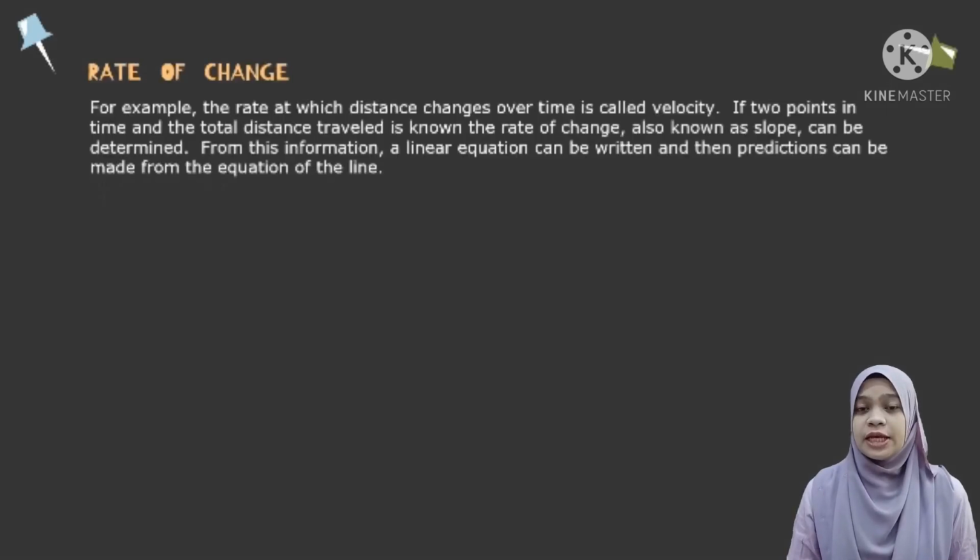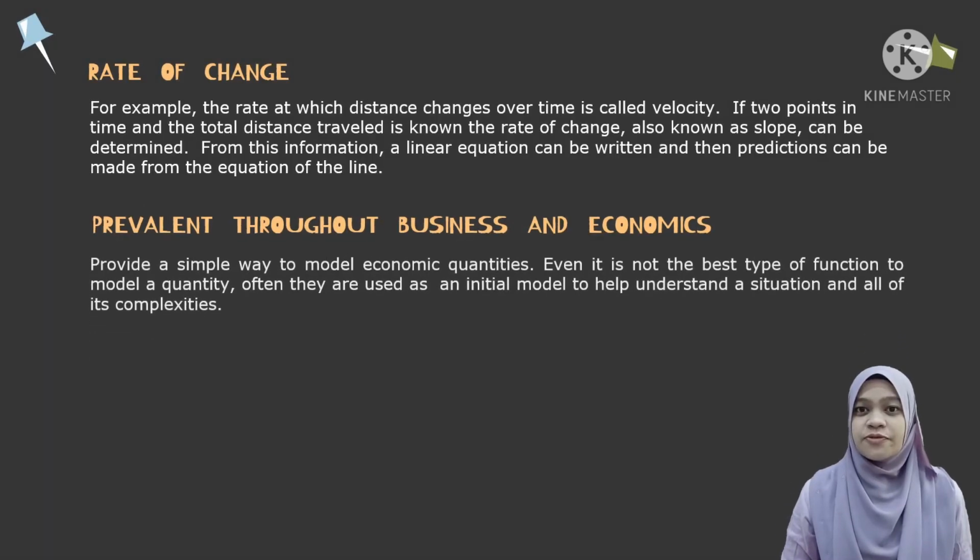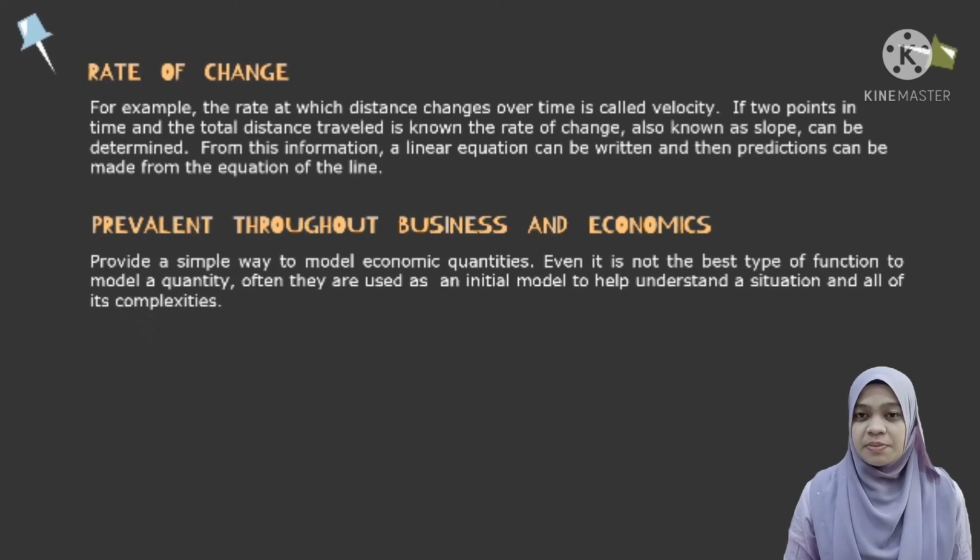Firstly, it often includes rate of change, known as velocity. For example, to know an athlete's average speed over the course of his run. Second, it is prevalent throughout business and economy. For example, the sales of a business. And to determine which company is offering you a better rate of pay, a linear equation can be used to figure it out too.